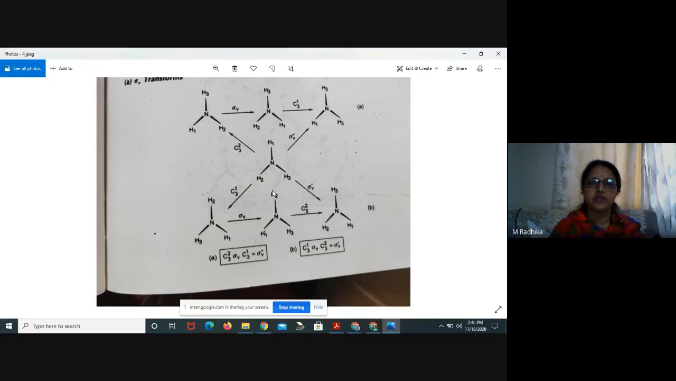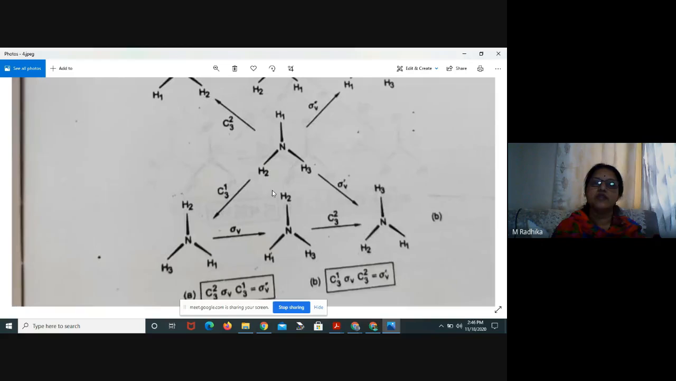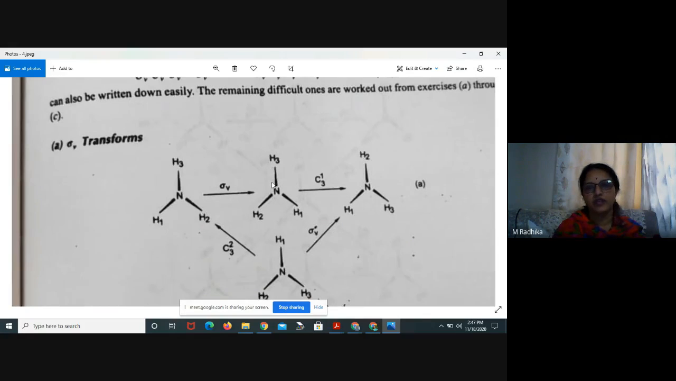I will do the first one instead of writing again. The first one I'm talking about is C32 sigma v and C31, which gives me sigma v prime. So you take the first half. This is the first structure. I'm doing the C32 sigma v transformation, so this will be in the center. Then C31, at the end of any similarity transformation of the plane, I'll get back the plane only. If I do C32 to this, hydrogen should take the second position. So first hydrogen is taking the second position. This is C32 done.